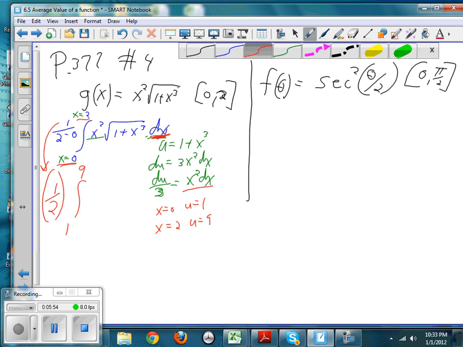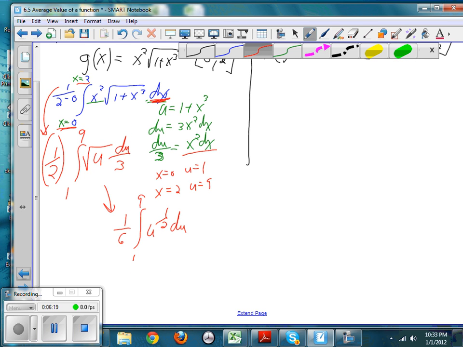X squared dx is du over 3. This is du over 3, and this is just the square root of u. All right, that's my new integral. Bring that down here a little more. This is going to be 1/6 u to the 1/2 power du from 1 to 9. Okay, I got this one, I think.